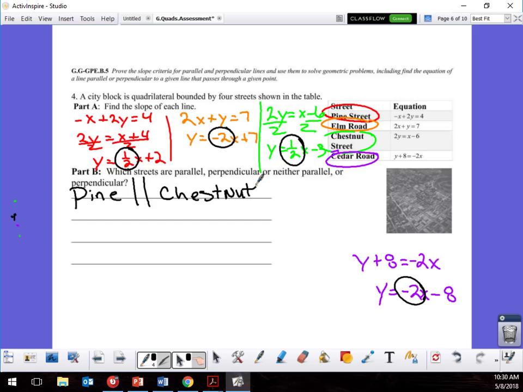Come on, you guys. What else is parallel? The other two that are left? So you're saying that Elm is parallel to Cedar? Okay. Those are parallel. Now, parallel has the same slope.